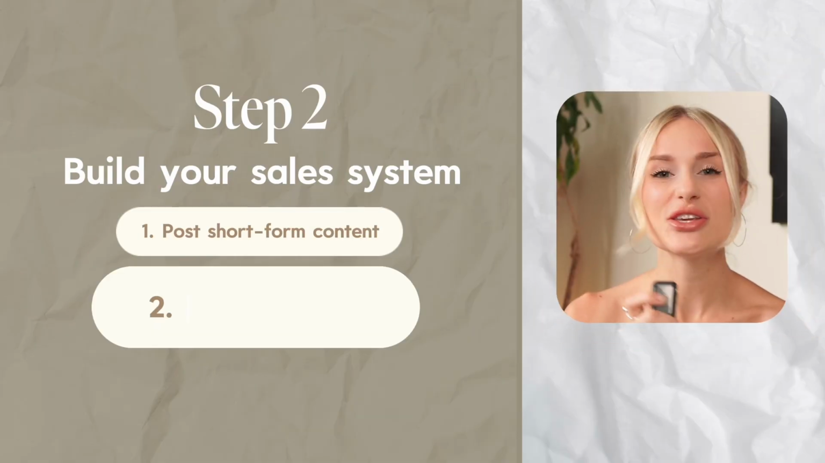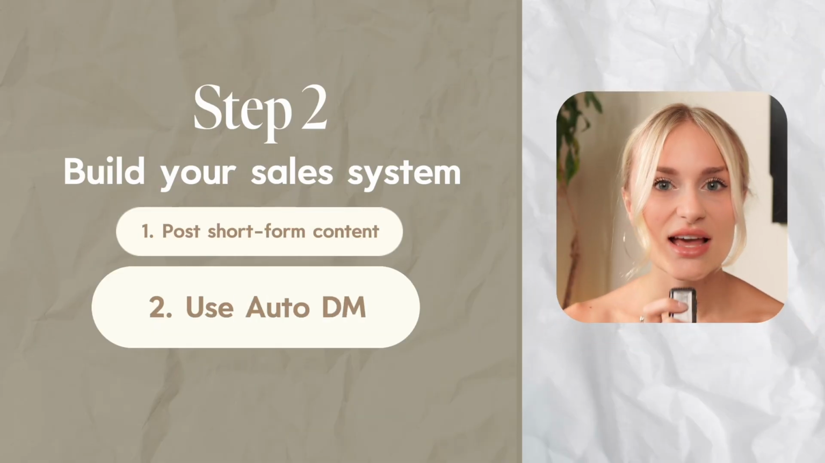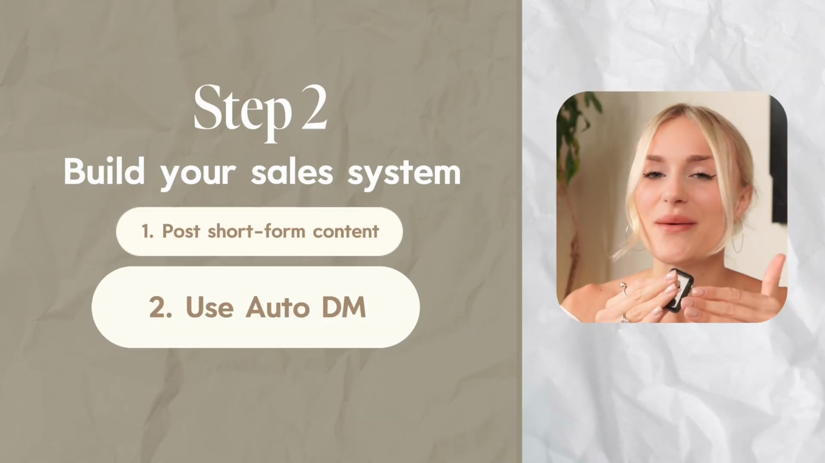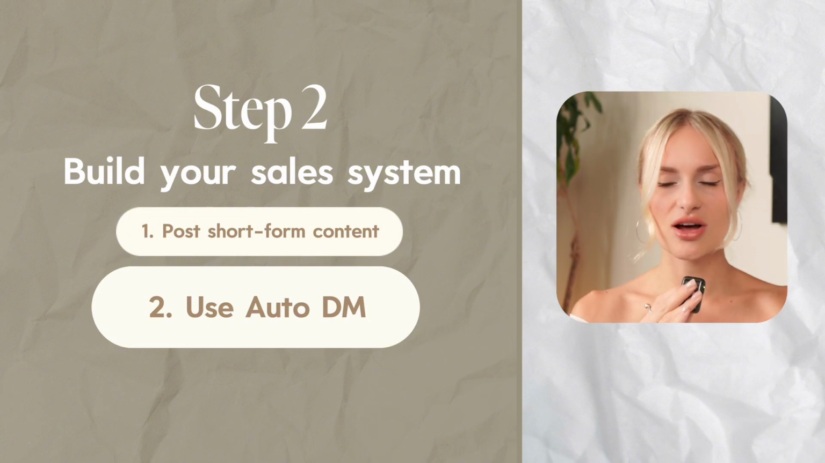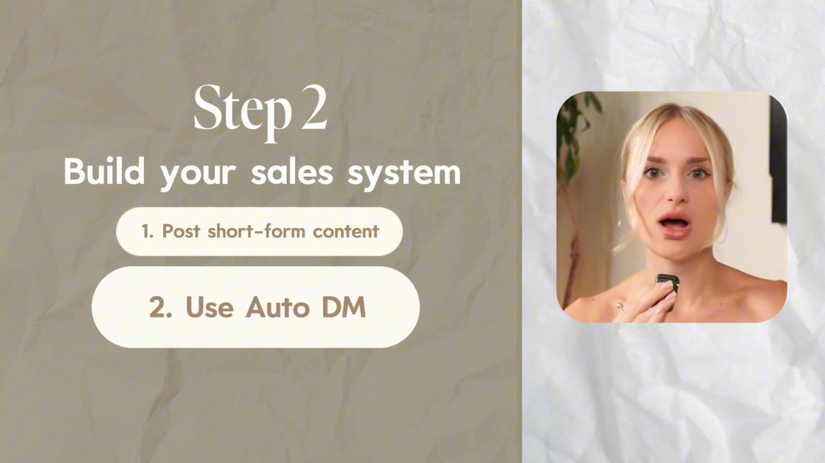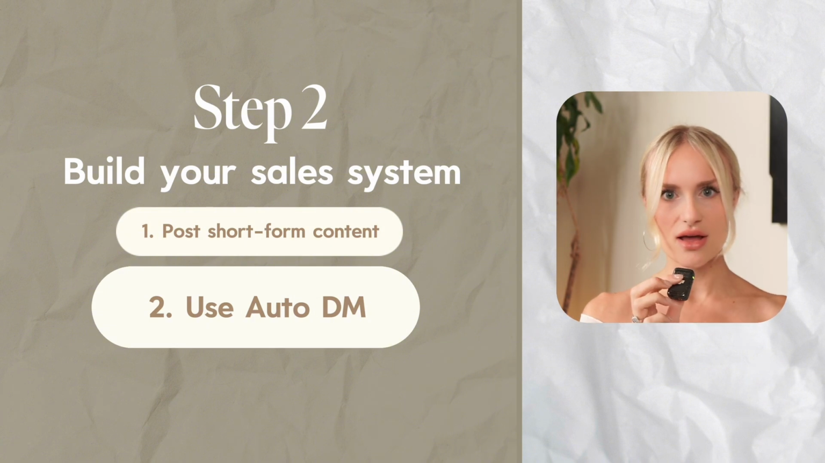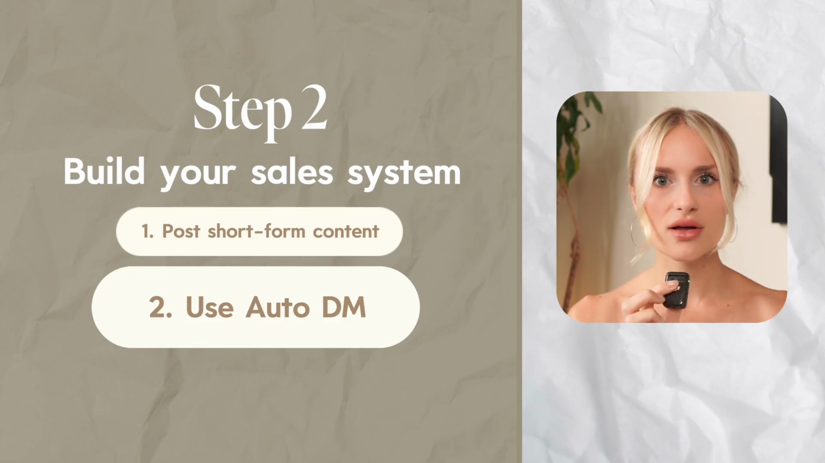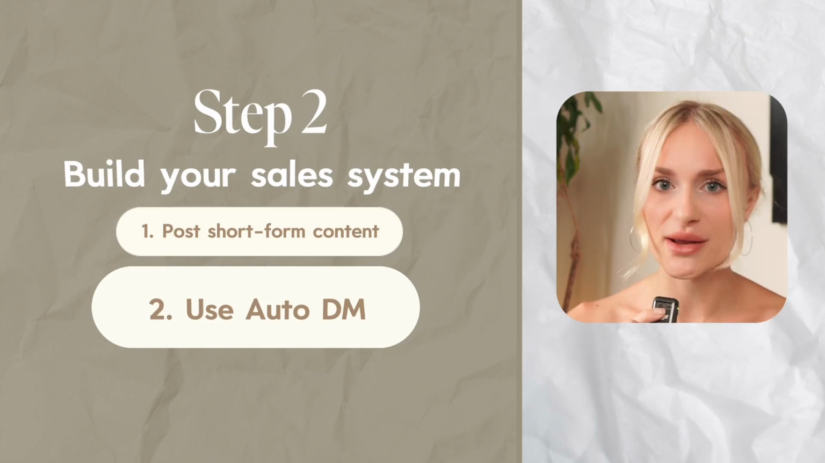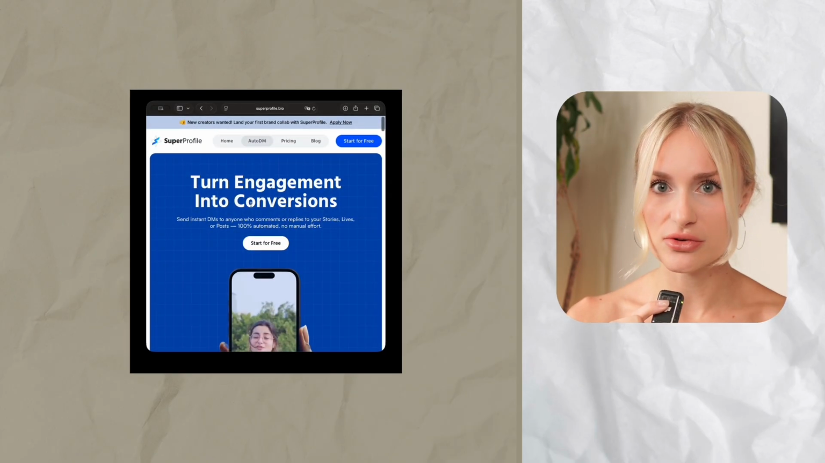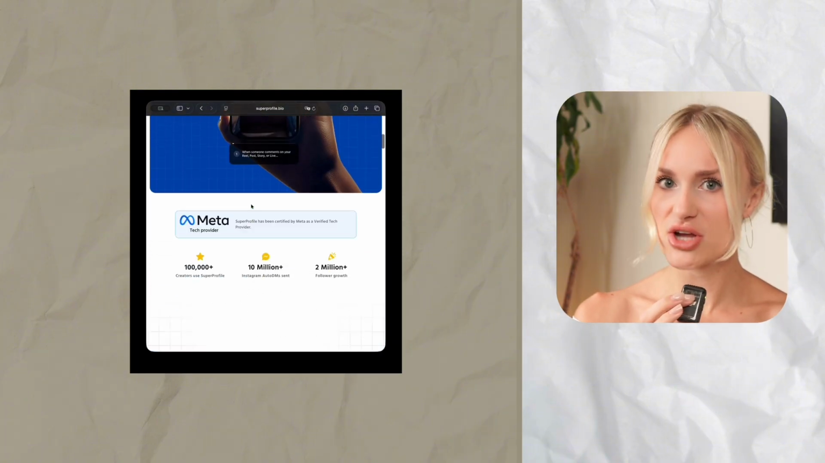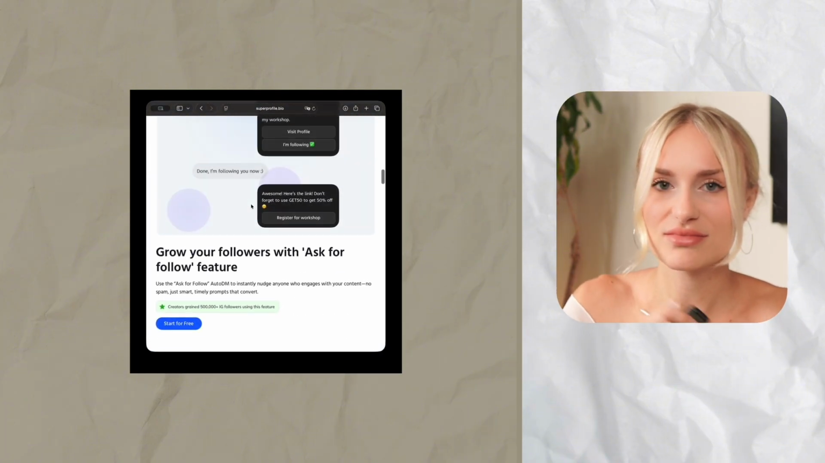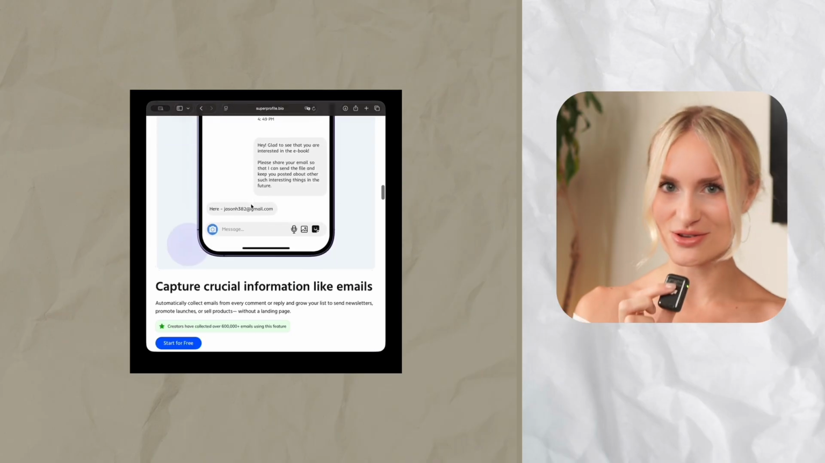Step 2, you're going to use auto DM. Okay? Auto DM, I'm sure you've heard of ManyChat, the thing that says comment link and I'll send you the link. So for me, I was saying comment pricing, I'll send you a link to my pricing guide. Auto DM, hello, by Super Profile, it's free. So if you actually want to use an auto DM like ManyChat, but not have to spend hundreds and hundreds of dollars, you need to use Super Profile.